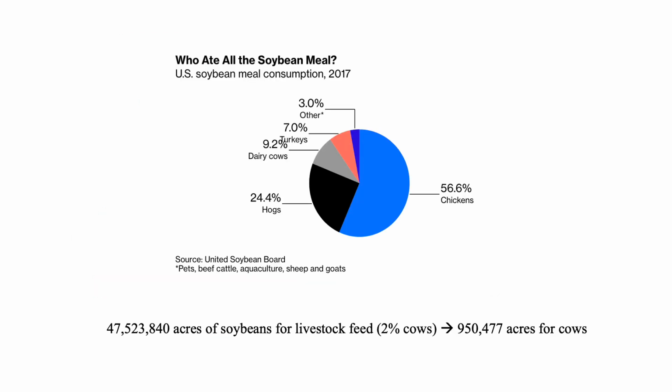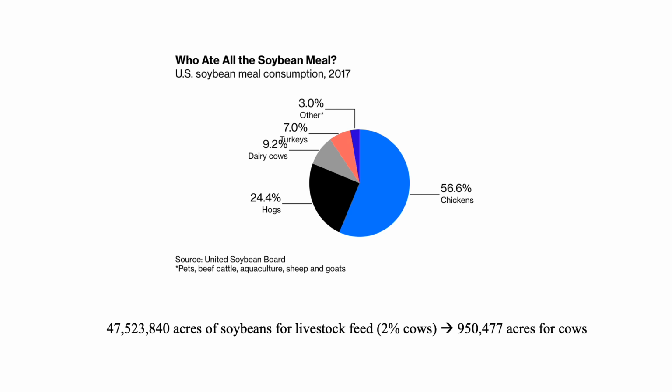Okay, if we look at soybeans, we can look at where that goes, and you can see that with this kind of cute graphic, who ate all the soybean meal. Most of it goes to feeding chickens. A lot of it goes to feeding hogs, primarily in Iowa. But a lot of it goes into feed rations for dairy cows. A lot of it goes to feed turkeys. And then there's this other, which is for pets, beef cattle, aquaculture, sheep and goats. So it really isn't used significantly to feed beef cattle, but of course it is used for these other animals.